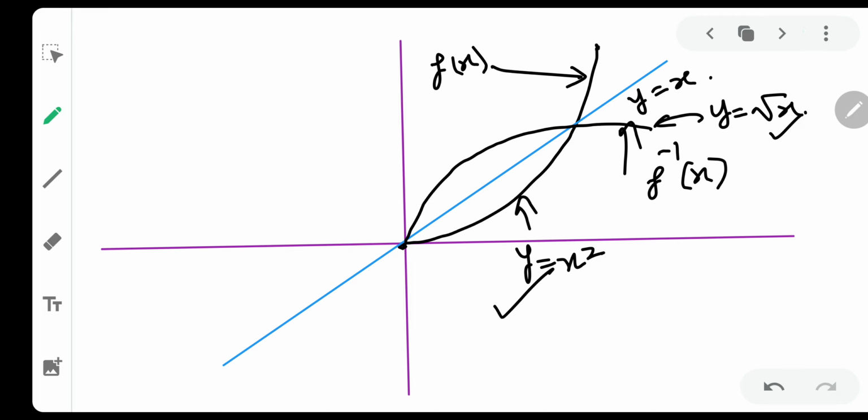Okay, so what did we do? We drew the curve, then we drew this line y equal to x, and after that, about that line we took the reflection and we found out f inverse x. That is one of the ways of doing it.